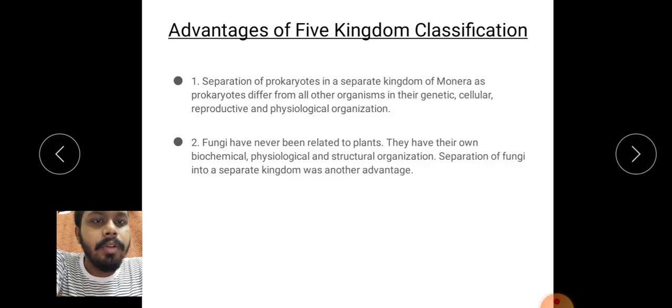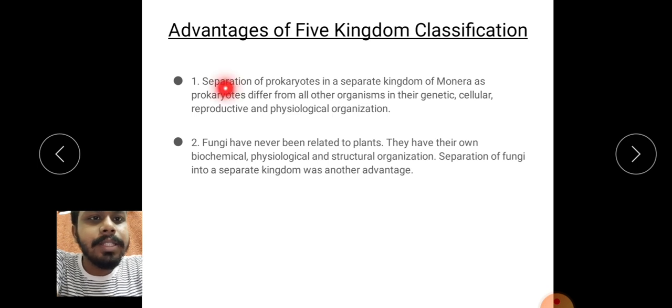Okay, so now let's discuss the advantages of the five kingdom classification. So what are the advantages of this five kingdom classification of Whittaker? The first advantage is that previously there was the three kingdom classification. That three kingdom system was Protista, Plantae and Animalia. So what is the advantage when the five kingdom classification arrived?